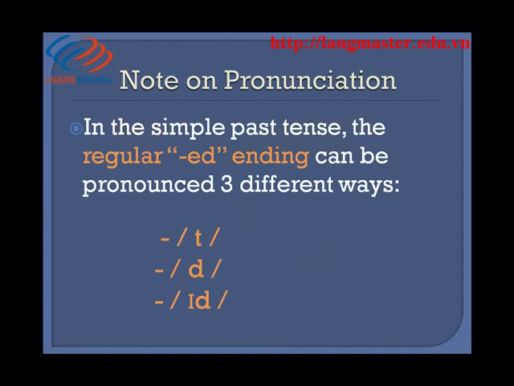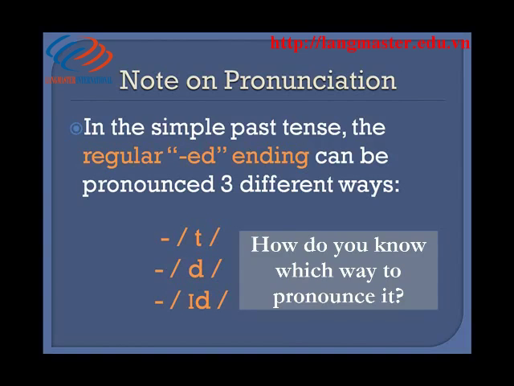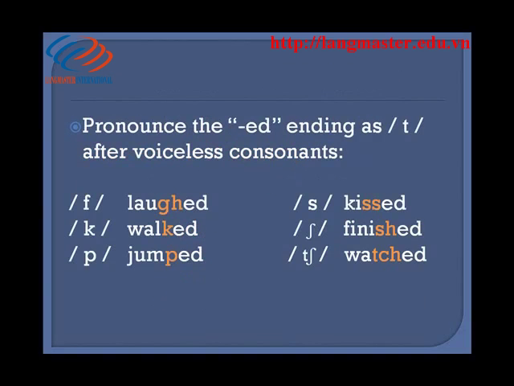I'd like to add a note on pronunciation. In the simple past tense, the regular ed ending can be pronounced 3 different ways. Like t, as in walked, like d, as in loved, and like d that adds an extra syllable, as in wanted. So how do you know which way to pronounce the ed ending?